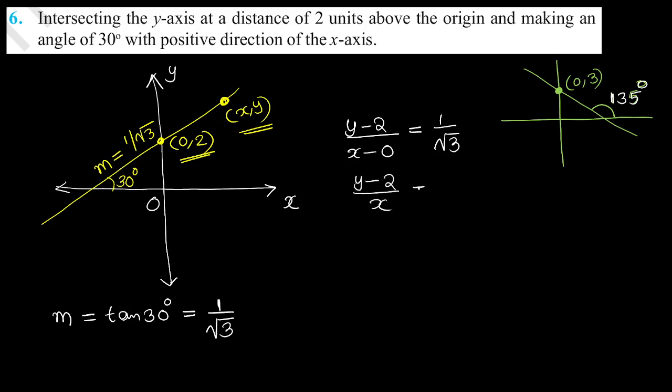Or y minus 2 by x equals 1 by root 3. Let me complete it. After that you can ask me doubts. Let me complete it. Cross multiplication: x into 1, x. Root 3 into y, root 3y.